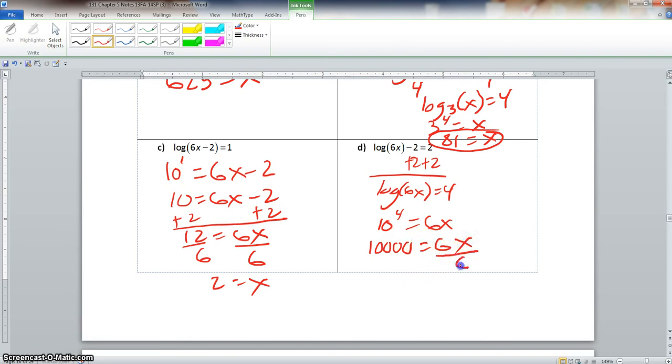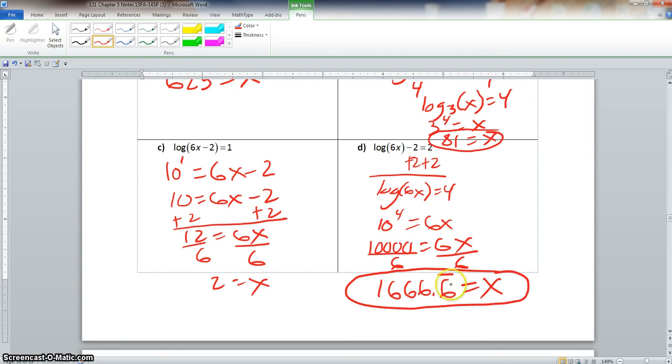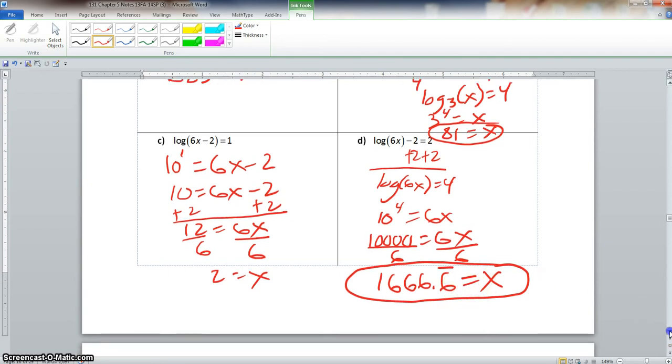Now we have to divide each side by 6, and this would give us 1,666.6 with the repeating 6, and that equals x. The reason why we could give it an exact equal sign is because we put that this 6 goes on forever. But if we would have rounded it to 7, we would have had to put the approximation symbol, which would have been those squiggly equal signs.